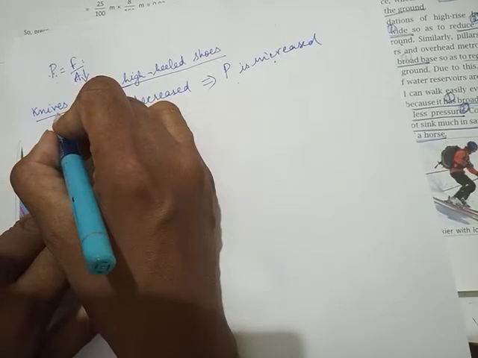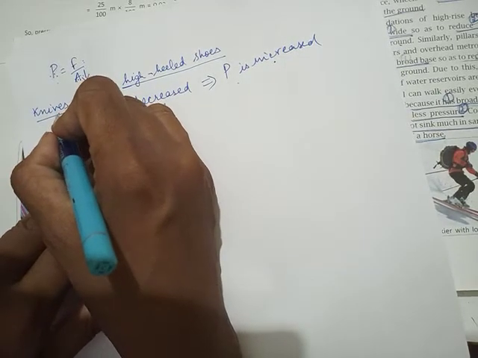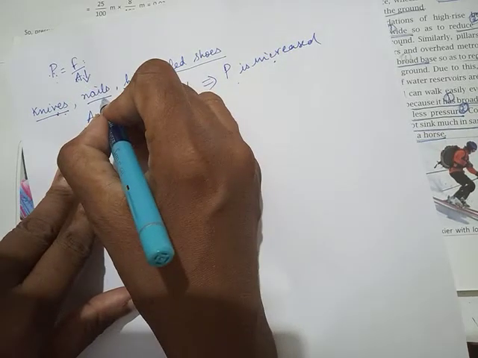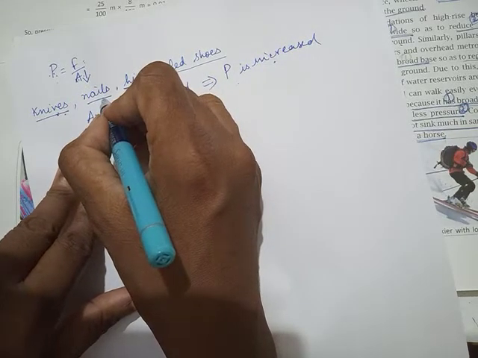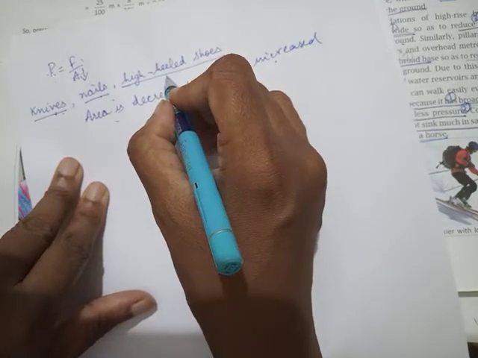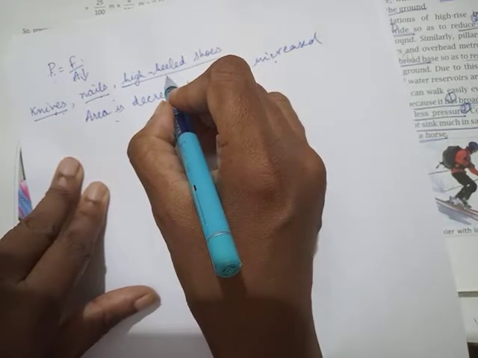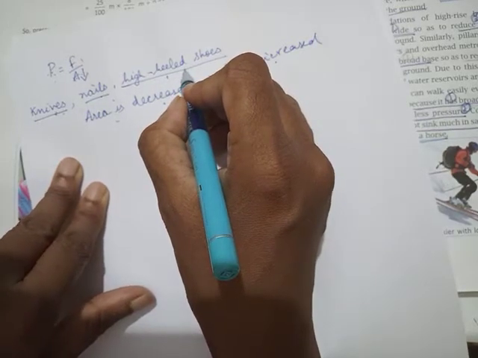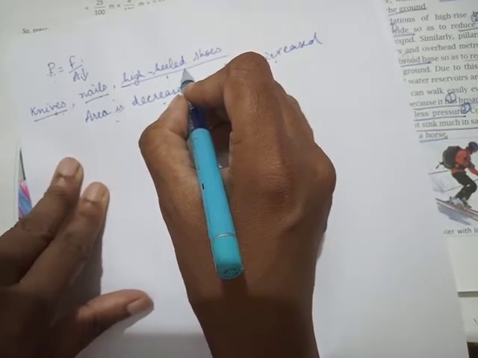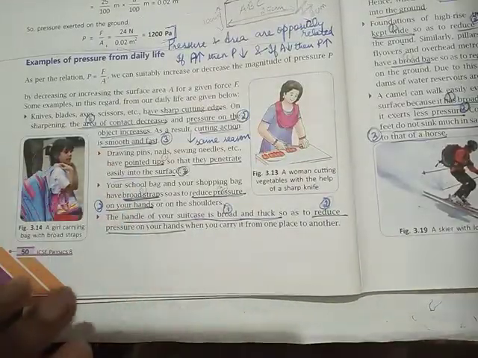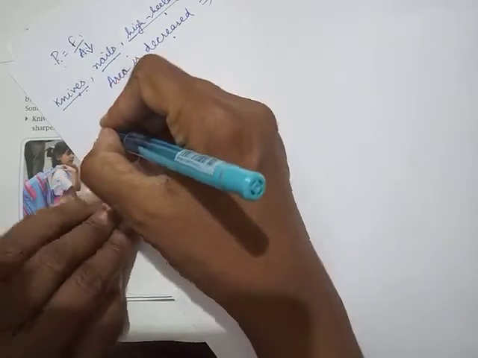Because they are made narrow or thin, area is decreased, and because of that, pressure is increased. So easily, if it is a knife, it can cut vegetables or anything easily. Nails can penetrate inside a wall easily. High heel shoes, because of this high pressure, it is very difficult to walk with high heel shoes. A person can easily get imbalanced and trip down.